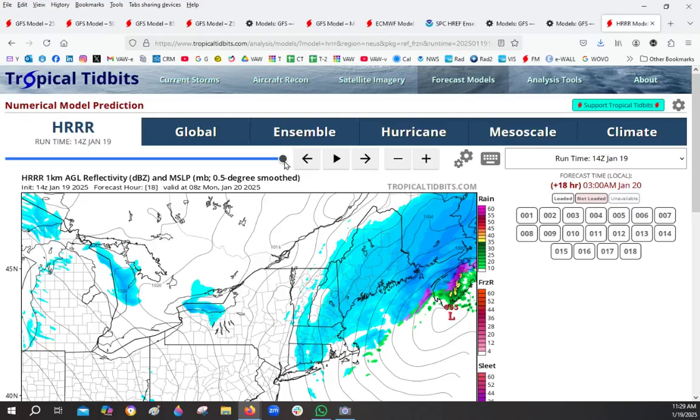So again, a pretty quick moving storm. So I'm not going to go for high amounts. I think it's generally going to be about half a foot, give or take, on either side of that. But again, across central and southern New England, some heavier bands could set up, but not a whole lot of time for it to set up.